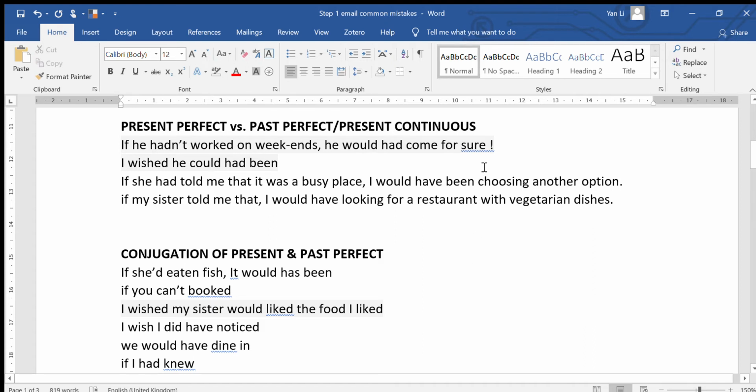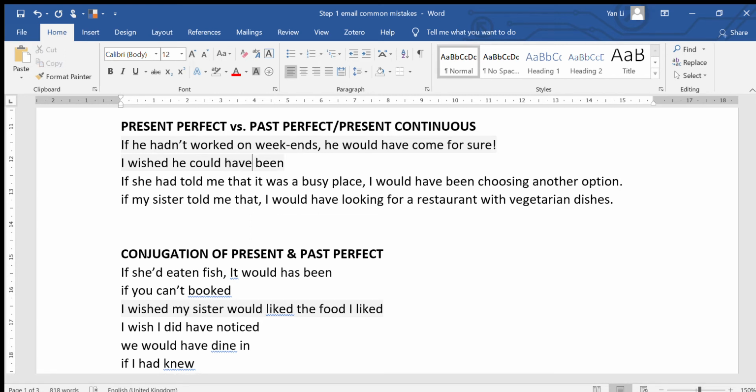Oh, what's this? A blue squiggle? Let's fix it. So simple. If he hadn't worked on weekends, he would have come for sure, right? Working on weekends is the sort of pre-existing condition that prevents him from doing something, and that something is our point B, so have. I wish he could had been. So anyway, after a modal verb, you can't conjugate the verb that comes just afterwards, so this has to be have.